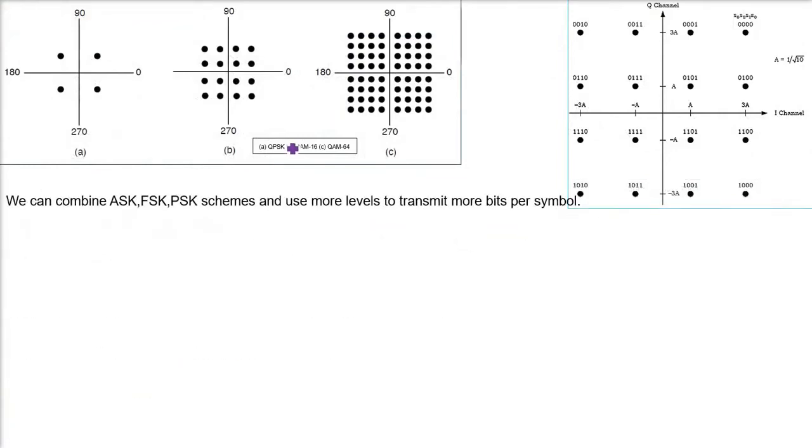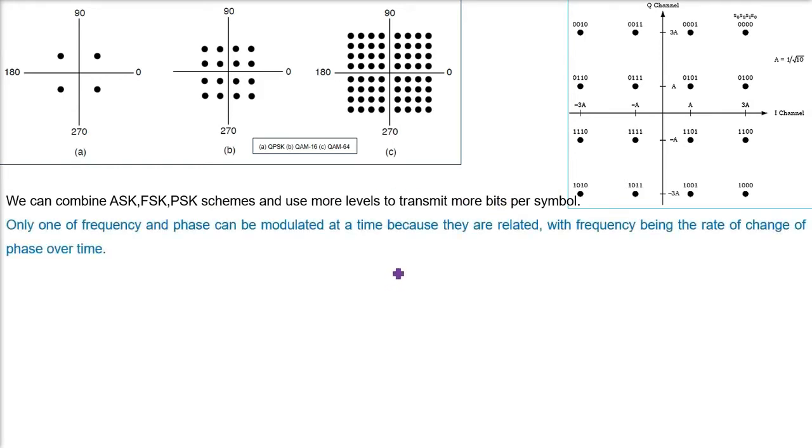We can combine ASK, FSK and PSK: amplitude shift keying, phase shift keying and frequency shift keying. These schemes can be combined and we can use more levels to transmit more bits per symbol. That is, not only 0 and 1, but 00, 11 or 0000, like this.